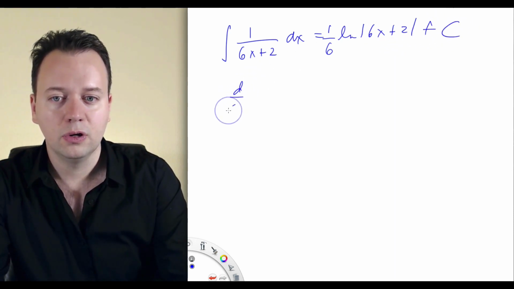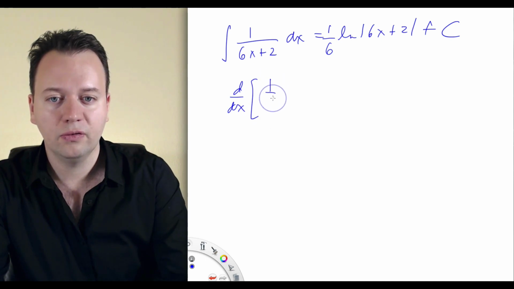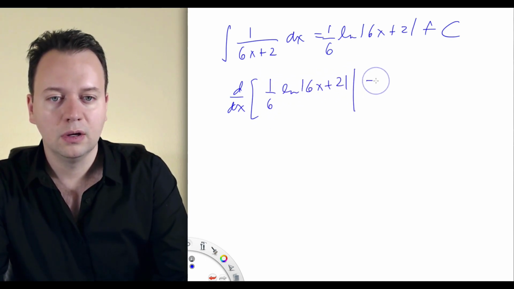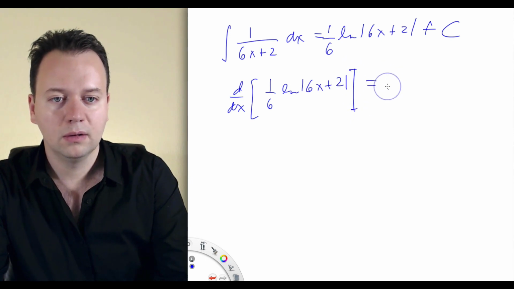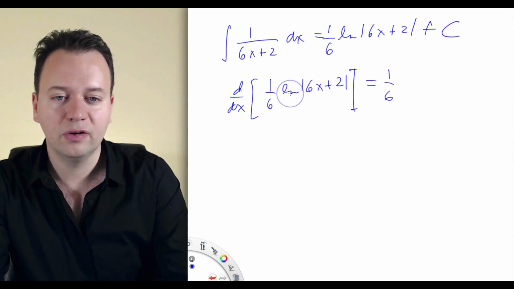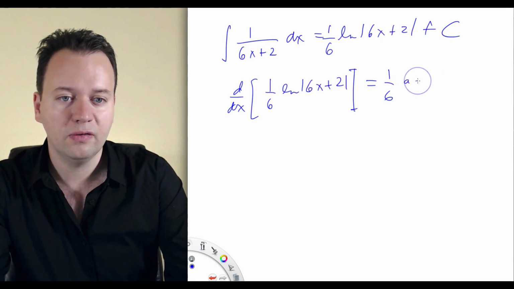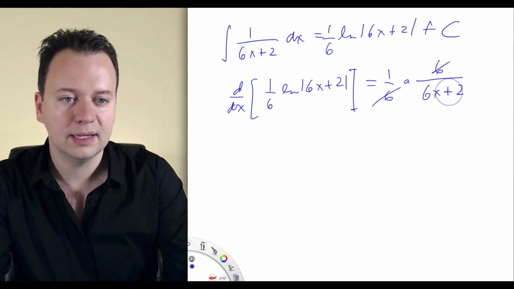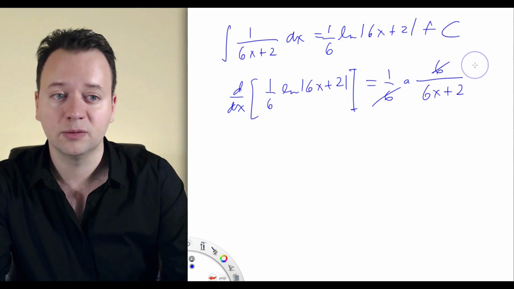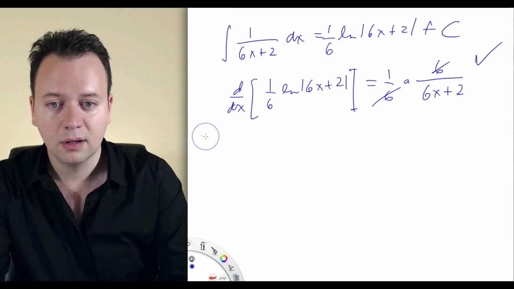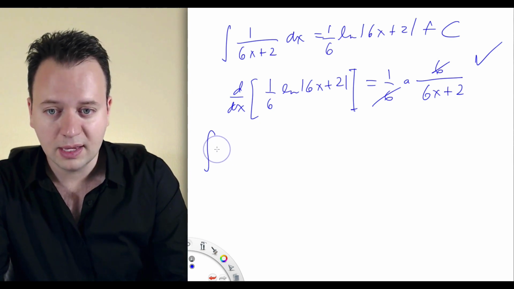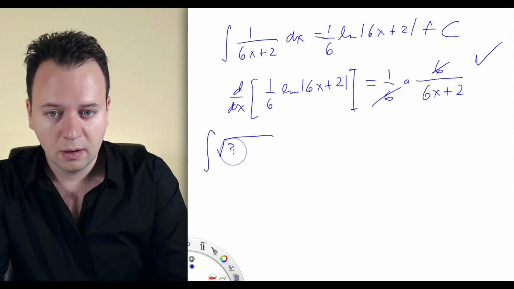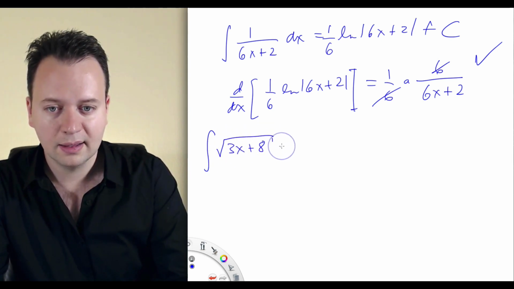And if you check the derivative of 1 over 6 ln 6x plus 2, well, we get 1 over 6. Now the derivative of ln of something is just the derivative of the inside, which is 6, and then divided by the inside. The 6's cancel, we just get 1 over 6x plus 2, so that checks out. And our final example is the integral of the square root of 3x plus 8 dx.